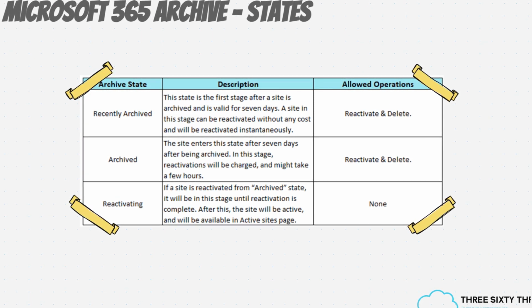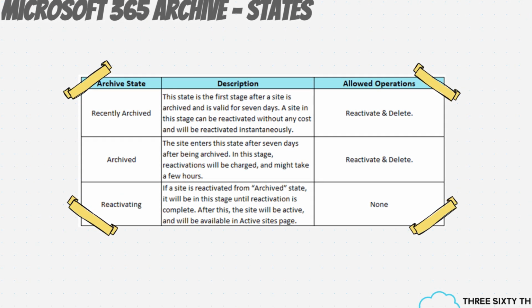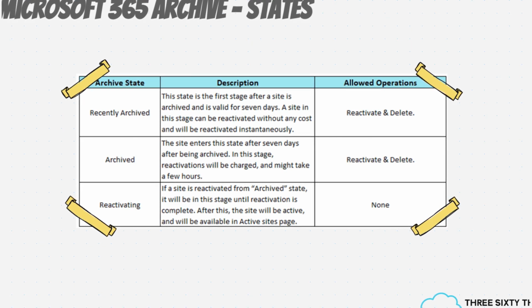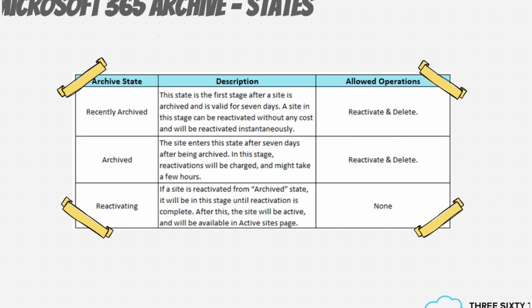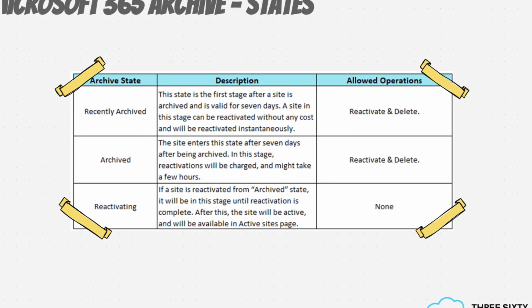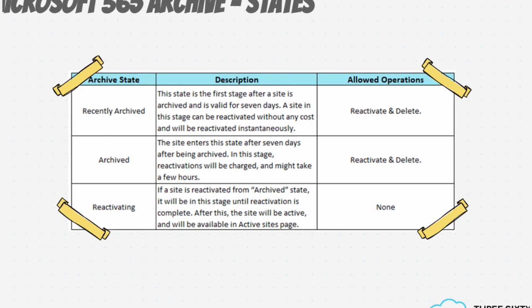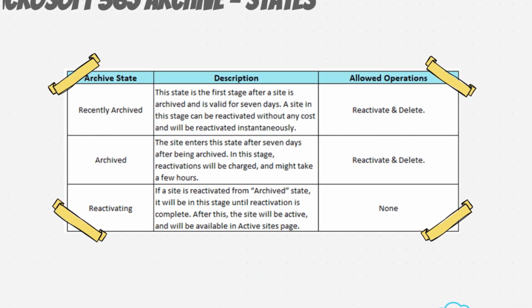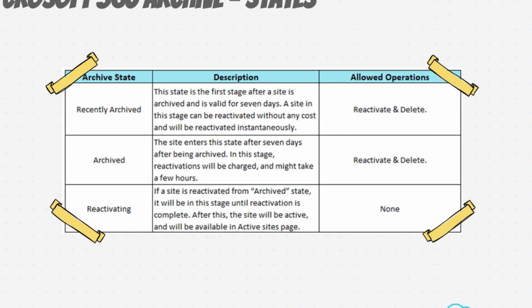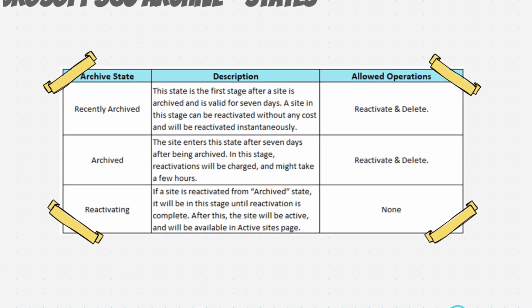Archived, the site enters this state after 7 days after being archived. In this stage, reactivations will be charged and might take a few hours. Reactivating. If a site is reactivated from archived state, it will be in this stage until reactivation is complete. After this, the site will be active and will appear in active sites.